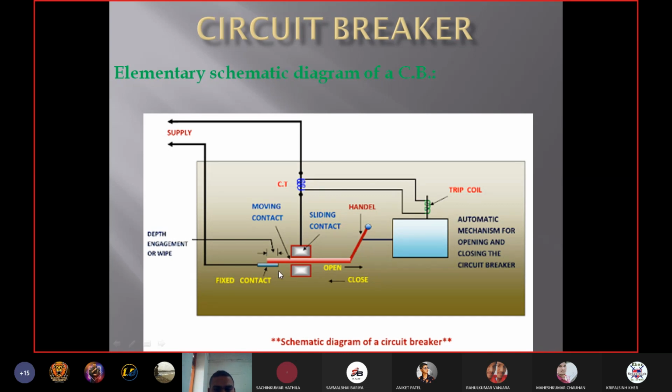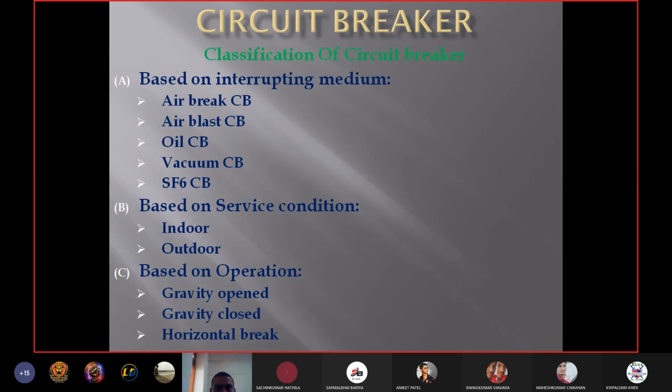So the physical connection between the fixed contact and the moving contact, the area in which there is a physical connection between the fixed contact and the moving contact, is known as the depth of engagement. So this portion is known as the depth of engagement. Okay, so in this manner the circuit breaker will operate.